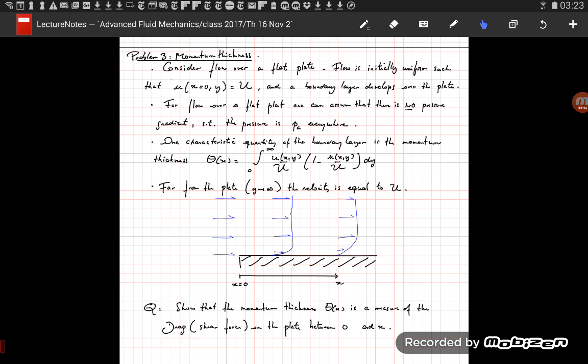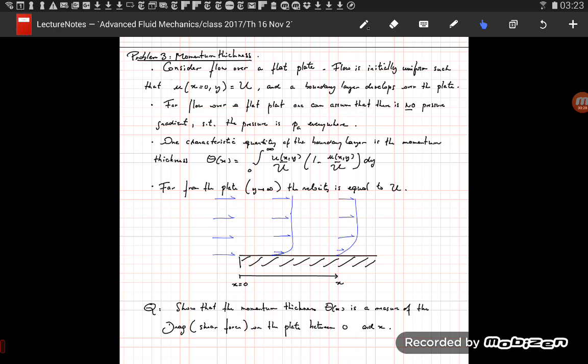Now here is our final problem. It's related to boundary layers, and it discusses a particular quantity which we will introduce later on in the class. We will discuss boundary layers in about 3 or 4 weeks, which is the momentum thickness. And to solve this problem, you have to thoughtfully choose your control volume.